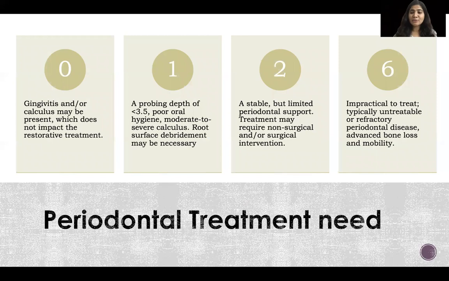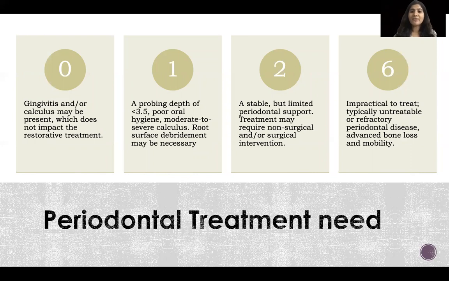Now coming to the periodontal treatment need, which is the second component. Score 0 is given to gingivitis and/or calculus which may be present, which does not have a major impact on the restorative treatment protocol that one has to choose. Score 1 is given when a probing depth of nearly 3.5 is seen. The patient may have poor oral hygiene. Moderate to severe calculus may be present. In these patients, scaling and root surface debridement may be necessary.